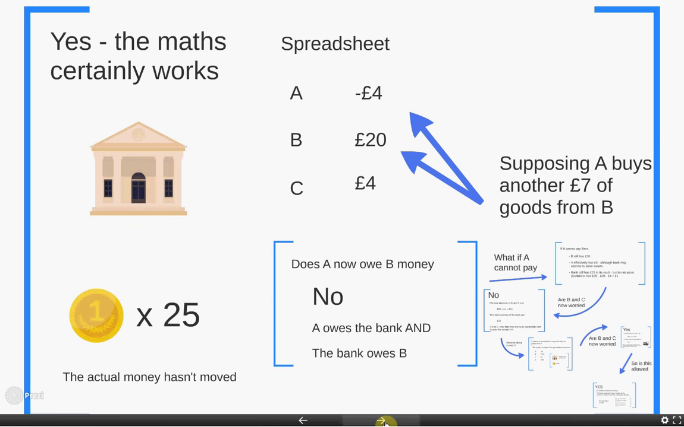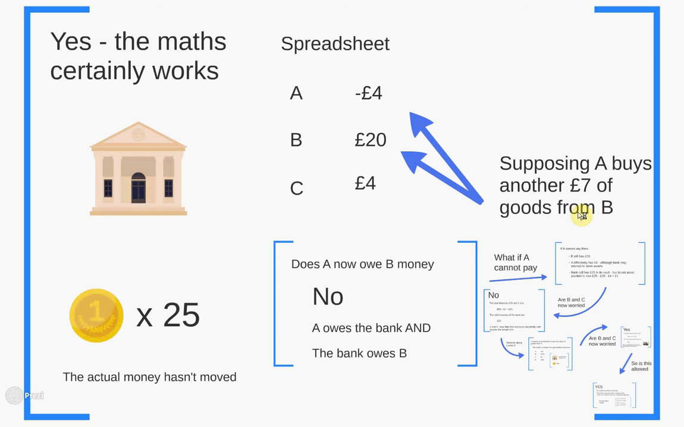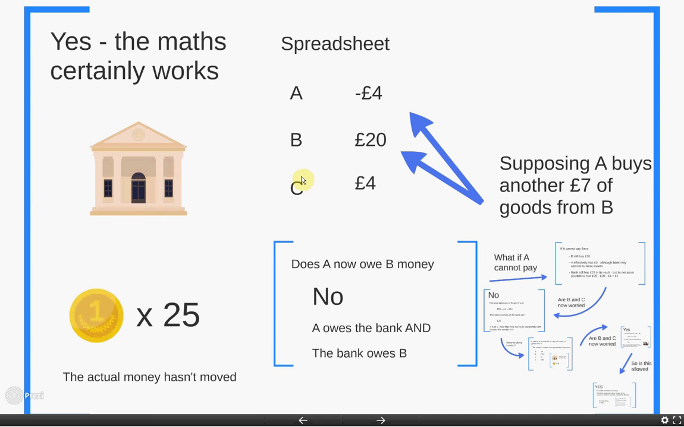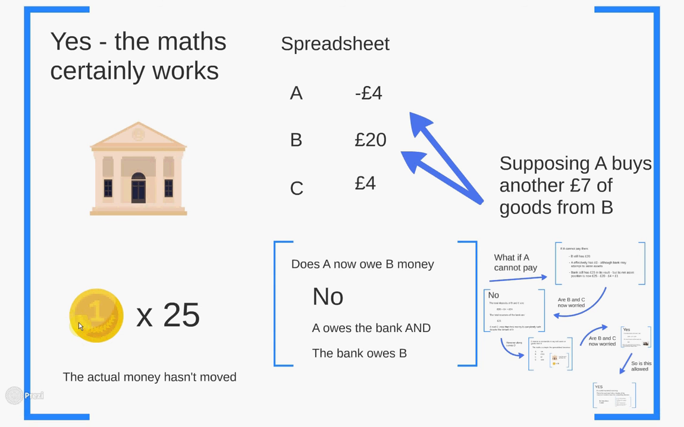Suppose A buys another £7 of goods from B. Well, if you just take 7 off 3, you get -4. If you add 7 to 13, you get 20. So the maths happens, and the bank is still in the same position of solvency. This plus 6 equals 20, plus the 5 the bank had originally, equals the £25 of physical cash that's in the reserves of the bank. So that's fine. The maths all seems to work.